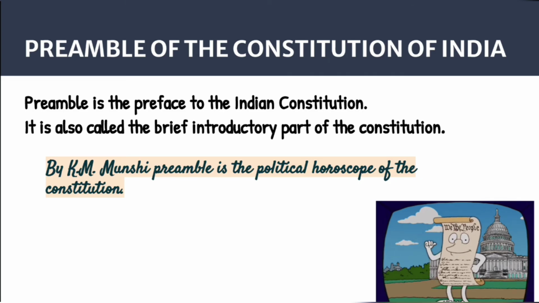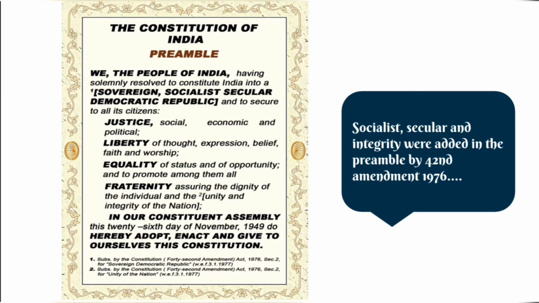So K.M. Munshi said that preamble is the political horoscope of the constitution. Now what our preamble says, let's read. So the preamble of a country says that we the people of India, having solemnly resolved to constitute India into a sovereign, socialist, secular, democratic republic and to secure all its citizens justice, that is social, economic and political, liberty of thought, expression, belief, faith and worship, equality of status and opportunities and to promote among them all fraternity, that is assuring the dignity of the individual and the unity and integrity of the nation.